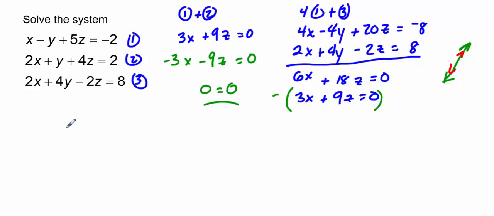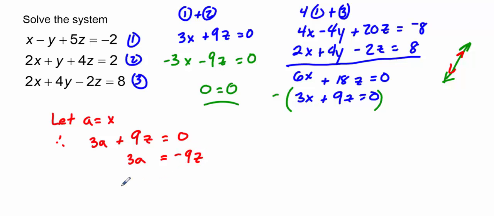So I'm going to state that let a equal x. So therefore, I have 3a plus 9z equals 0. I'm going to solve for z in terms of a. So now I have 3a equals negative 9z, and negative 1/3 a is equal to z. So now that I know I have x equals a and z equals negative 1/3 a, I can find out what y is equal to.